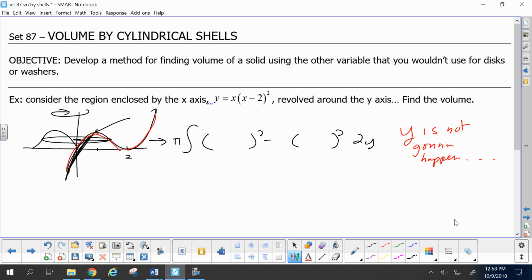Okay, well, how does that change things? This is where I've been begging you, please draw a slice. Draw a slice. Use x, draw a slice. And then think geometry.